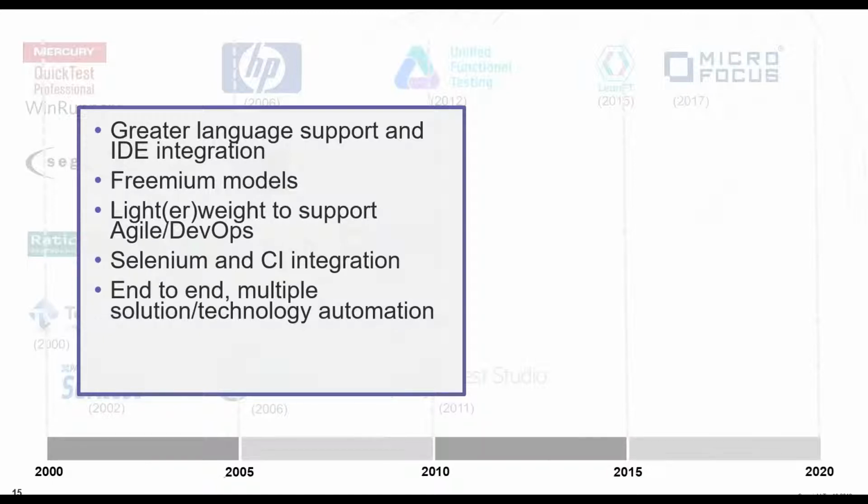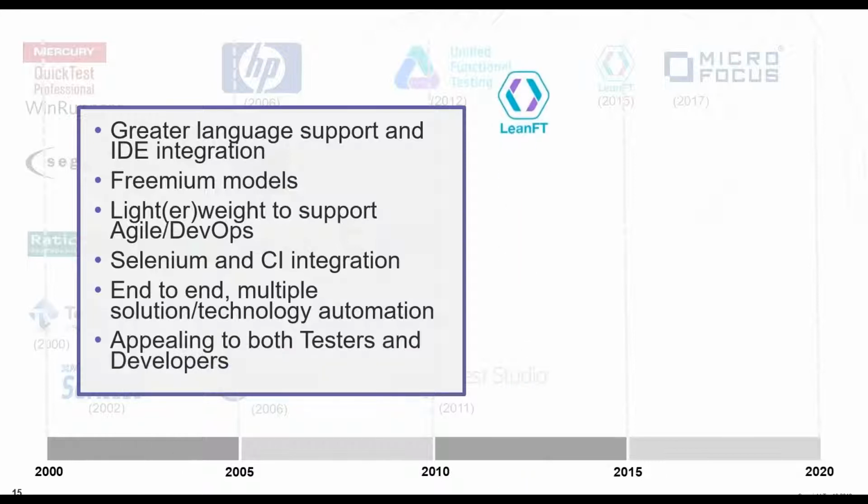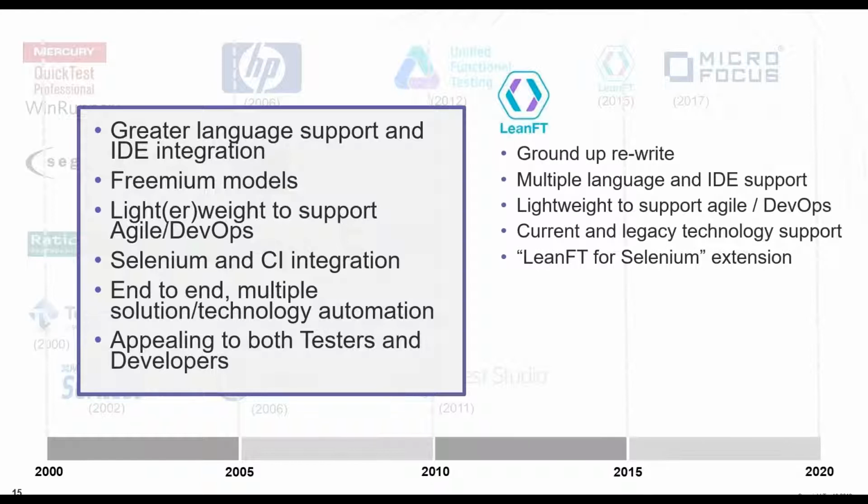So a couple of examples here, and I mentioned it earlier. We have LeanFT, which I think came around in 2015, which was largely a ground-up rewrite of HP's UFT offering. Multiple language and IDE support, lightweight to support Agile DevOps, current and legacy technology support. So rather than just supporting the latest web technologies, HP looked to replicate the wide technology supported UFT with LeanFT. And it has things like the LeanFT for Selenium extension.